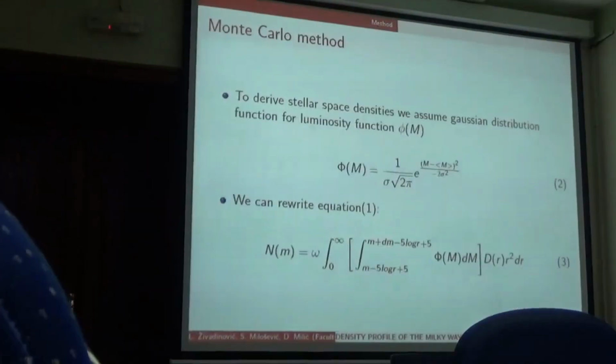Of course, it is done in previous works, and to do that, we need to assume some function for the luminosity function. Of course, the natural is to assume that it is a normal distribution for the luminosity function. And if we rewrite equation 1, we can get some equation like this. This is the space density of the stars, actually.